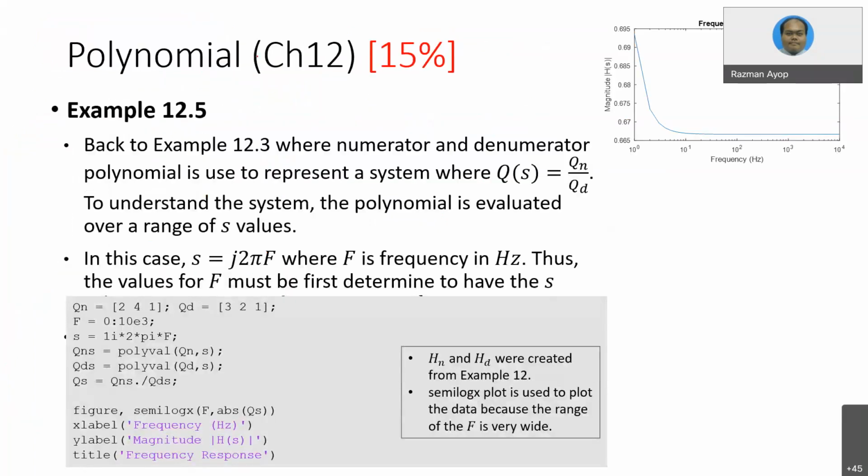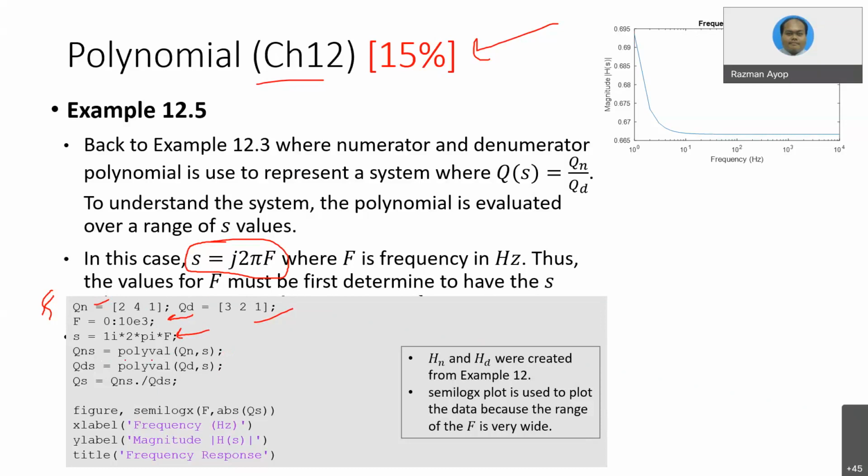Another chapter 12 topic is also quite a large mark, around 15%. Okay, so you have a polynomial function here, and make sure you know this: s equals j2 pi f. You have to know how to write the transfer function: numerator, denominator, and the frequency, and you have to change the frequency into the s domain. And then you have to use polyval.